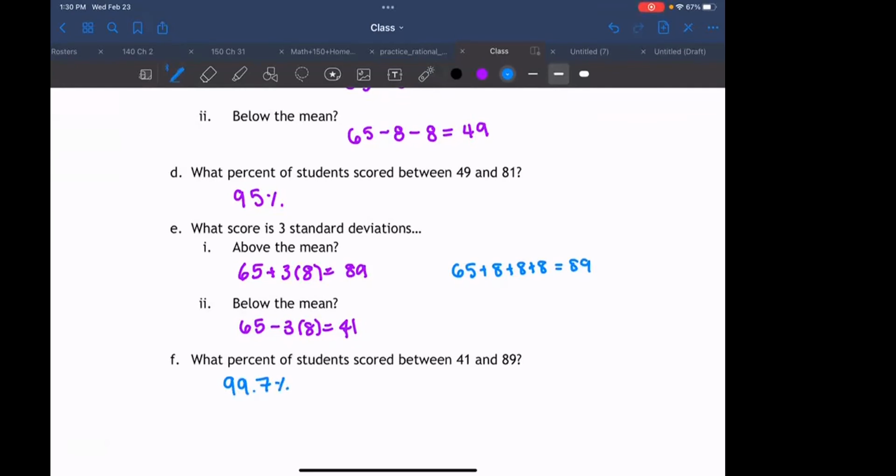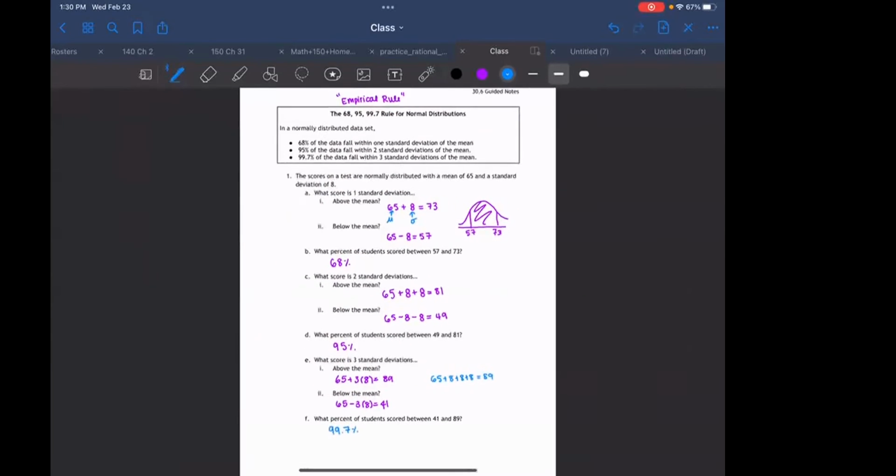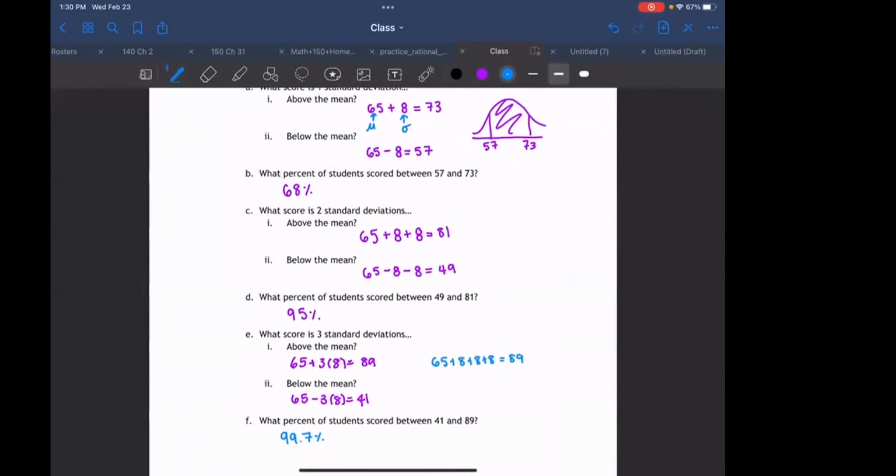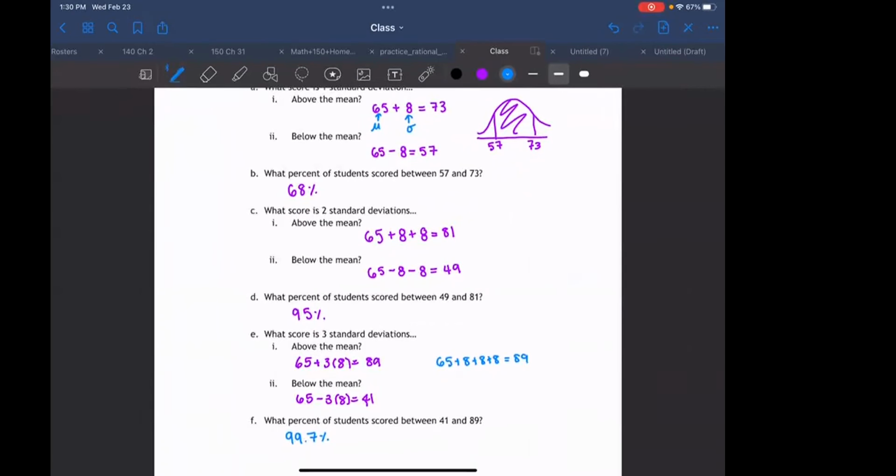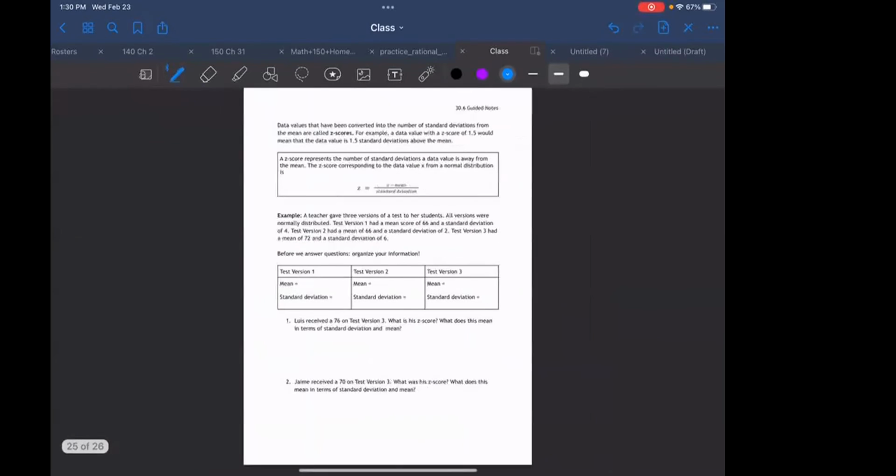Okay, so that's all we need to know for the empirical rule. All right, any questions on the empirical rule? All right, let's flip our page again.